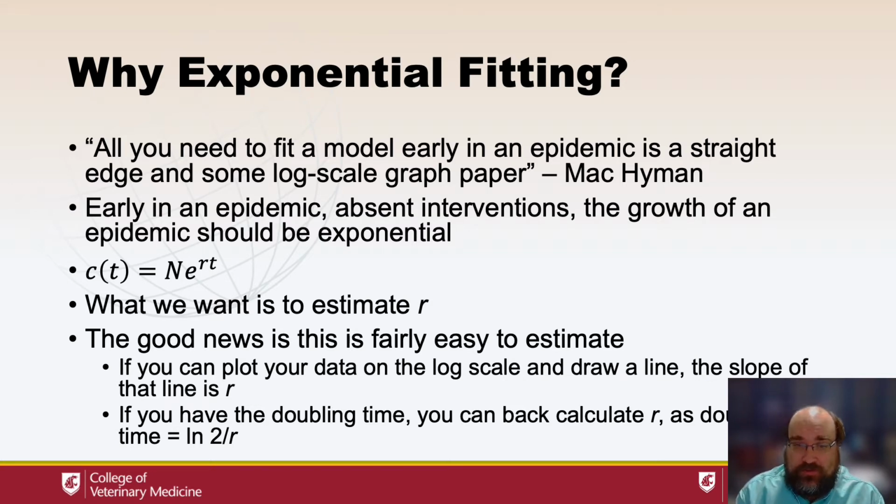If you can plot your data on the log scale and draw a line, essentially just what Max suggested, the slope of that line is r. So that's your growth rate. If you have the doubling time, so the time it took you to go from 50 cases to 100 cases, 100 cases to 200 cases, doubling time equals the natural log of 2 over r. So you can back calculate that growth rate even if you just know the doubling time. So you can get a lot of information out of a very simple case time series.